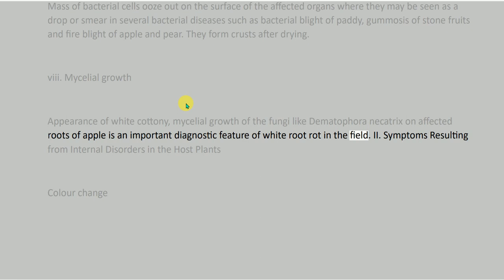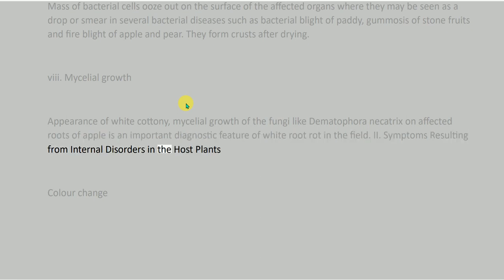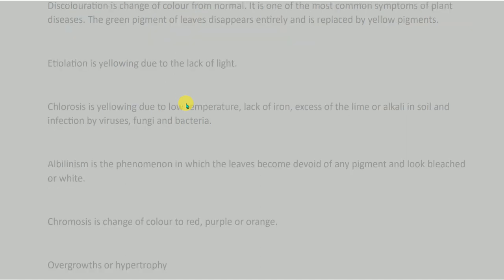2. Symptoms resulting from internal disorders in the host plant. Color change. Discoloration is change of color from normal. It is one of the most common symptoms of plant diseases. The green pigment of leaves disappears entirely and is replaced by yellow pigments. Etiolation is yellowing due to the lack of light. Chlorosis is yellowing due to low temperature, lack of iron, excess of lime or alkali in soil, and infection by viruses, fungi and bacteria. Albinism is the phenomenon in which the leaves become devoid of any pigment and look bleached or white. Chromosis is change of color to red, purple or orange.